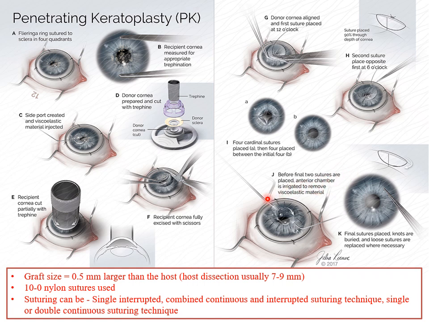Before the final 2 sutures are placed, the anterior chamber is irrigated. Remember, you had filled viscoelastic material, so you have to irrigate. Seal the side port. Final sutures placed, knots are buried, and the loose sutures are replaced where necessary. When you're burying the knot, it is advisable to bury it on the donor side. So that is the procedure of penetrating keratoplasty in a nutshell. Now, this procedure may or may not be combined with cataract extraction, synechiolysis, vitrectomy, and so forth.